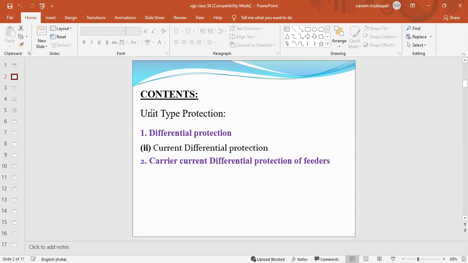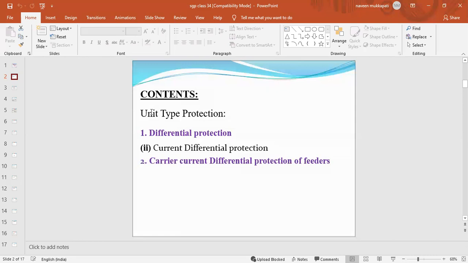Okay, again the carrier current differential protection has two types: the directional comparison protection of a feeder line, and the phase comparison protection of a feeder line. Okay, these are the basic classifications, the basic protection schemes of a feeder line.